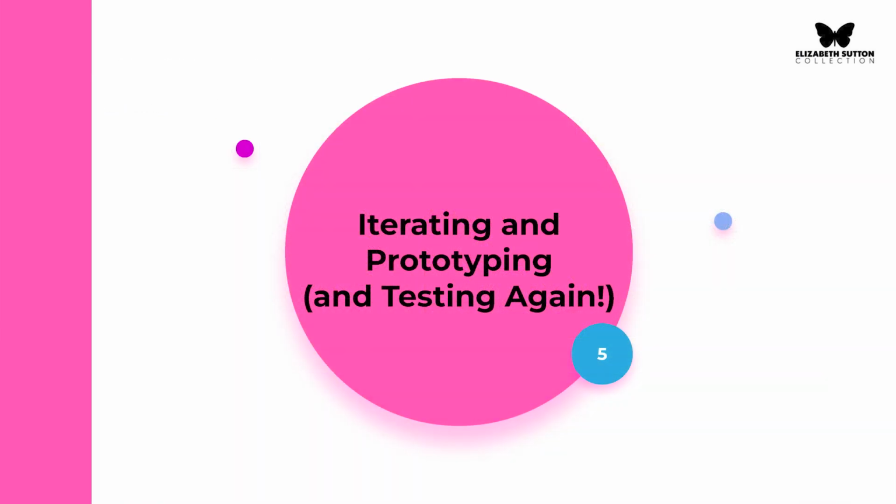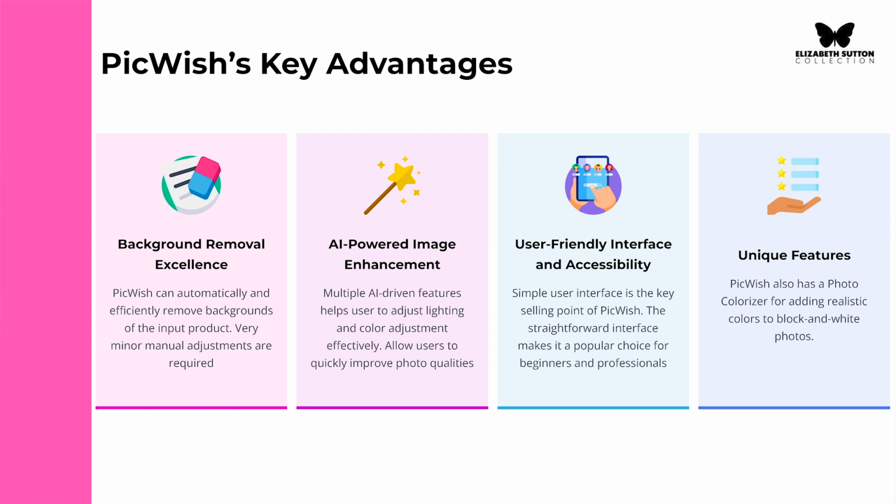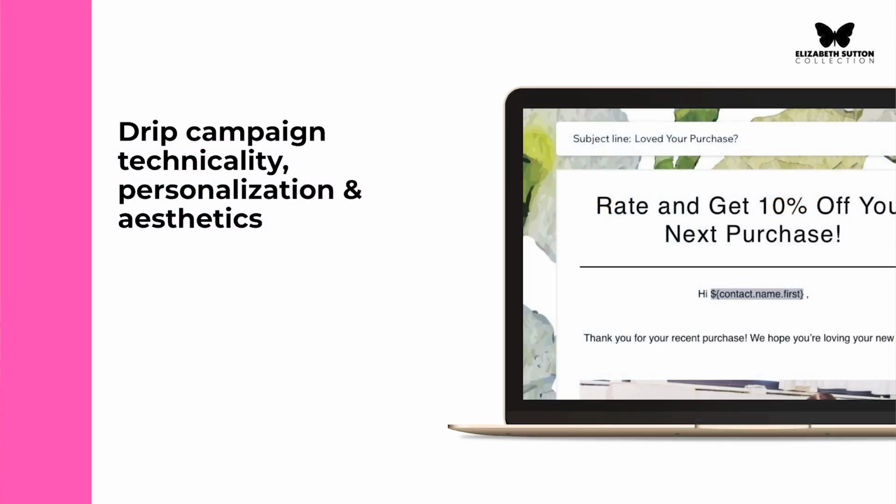Moving on to sprint 5 of iterating and prototyping. After we received feedback from our clients, we dug deeper into PickWish's outstanding benefits, reviewed the drip campaign technicality and aesthetics, and prioritized the focus to be on the top 3 drip campaigns. After further research on similar AI tools, we picked PickWish, which seems to stand out among all due to key advantages including background removal excellence, AI-powered image enhancement, user-friendly interface and accessibility, as well as unique features such as a photo colorizer. We collaborated really closely with Elizabeth and her team to finalize really compelling messaging.